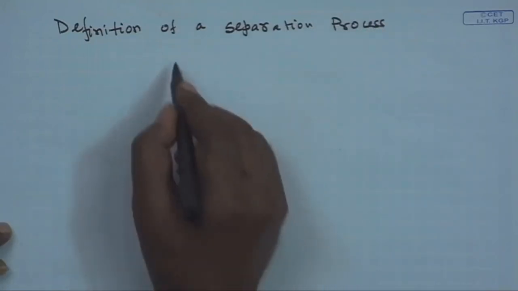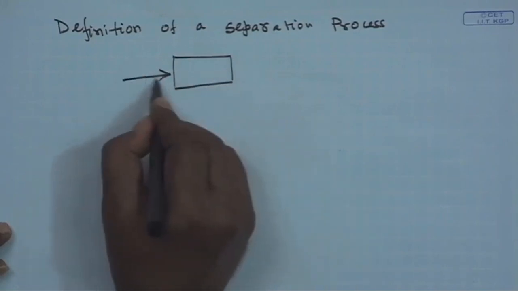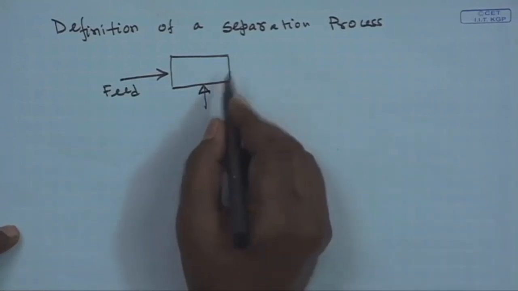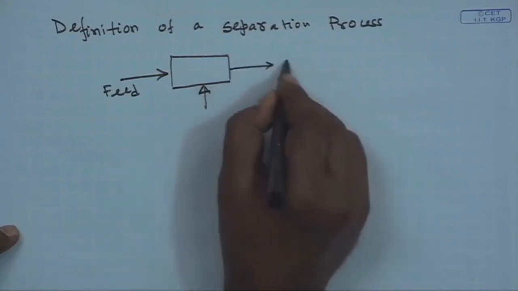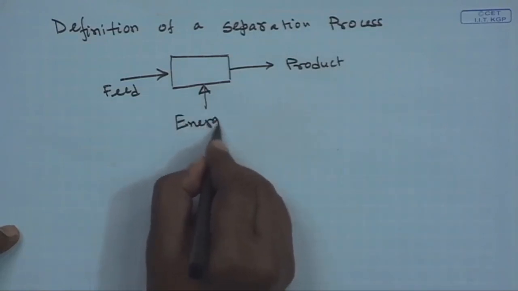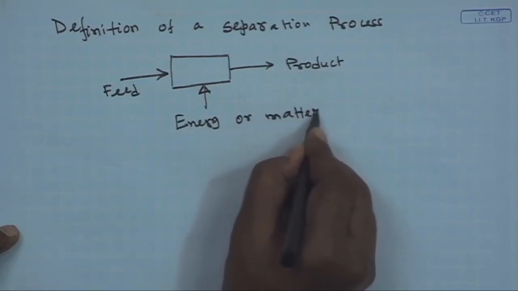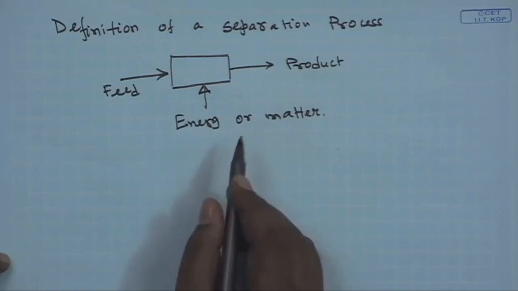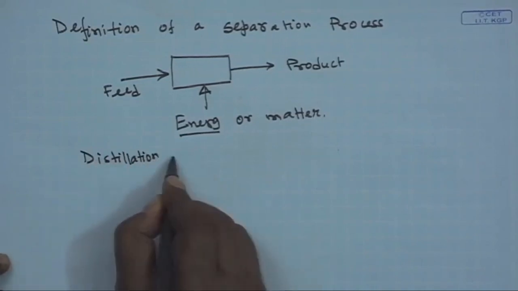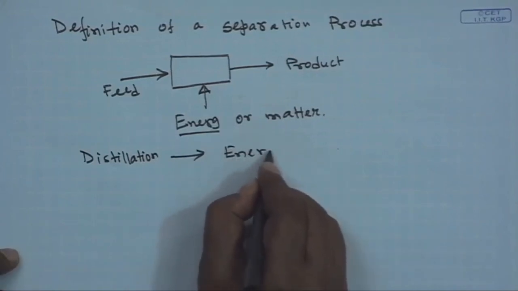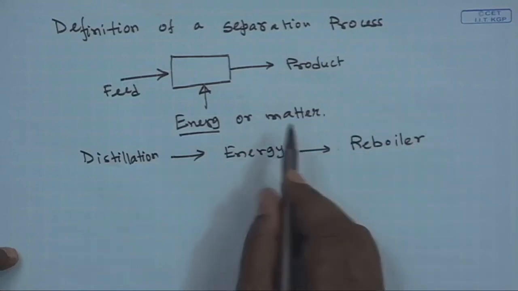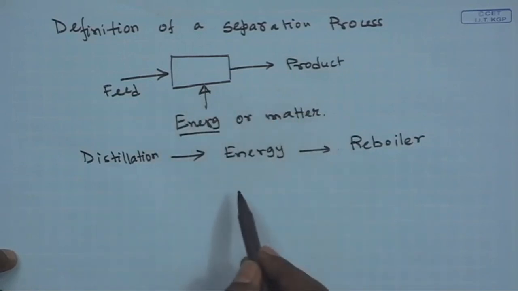In a separation process, there should be a feed stream, then some agent will be giving input to the system between the feed stream and the product stream, and the external agent can be either energy or matter. One example of energy is distillation, where energy is given in the form of heat energy supplied by a reboiler. So, the reboiler supplies the energy, and the feed stream is divided into the various product streams.